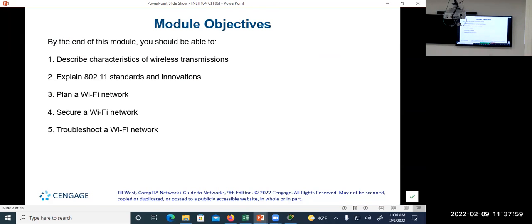By the end of this module, you will be able to describe the characteristics of wireless transmission, explain the 802.11 standard, everything about the wireless local area network, and plan a Wi-Fi network, secure a Wi-Fi network, and troubleshoot a Wi-Fi network.